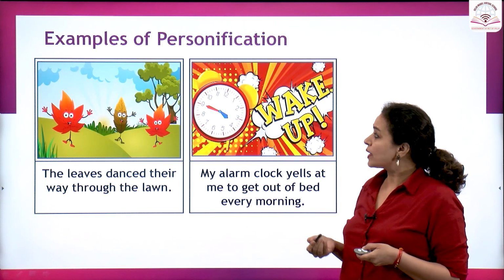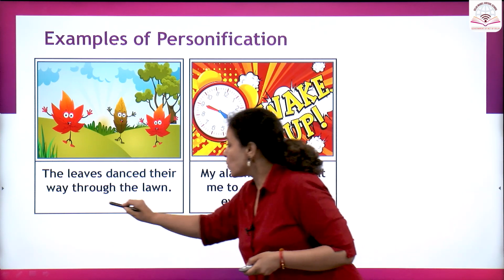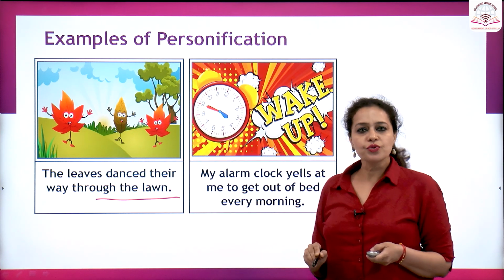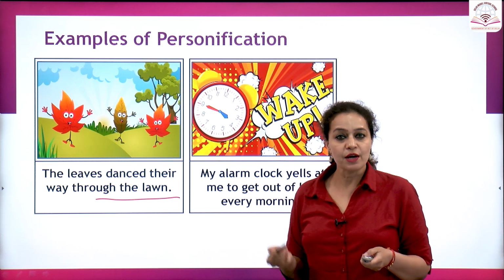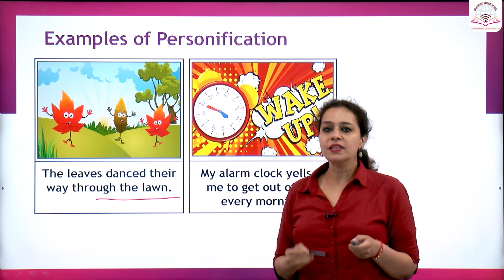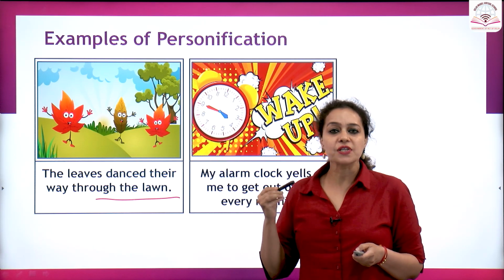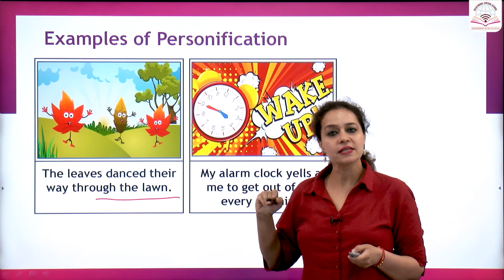Now let's have a look at some more examples. Here we have the leaves dance their way through the lawn. Now students, you would say that leaves never dance, but here leaves are being personified and they are being given this human characteristic of dancing. So we can say leaves are being personified in this sentence.